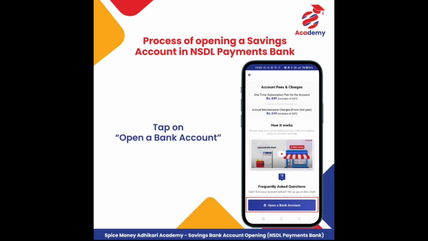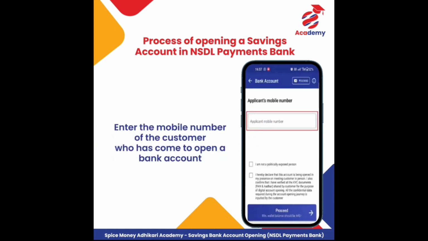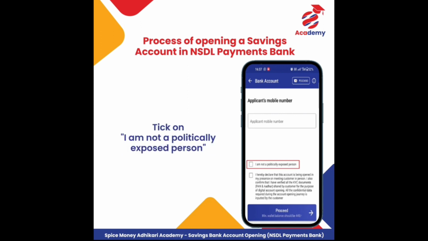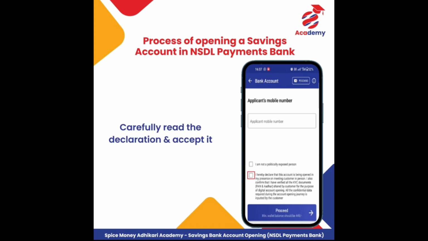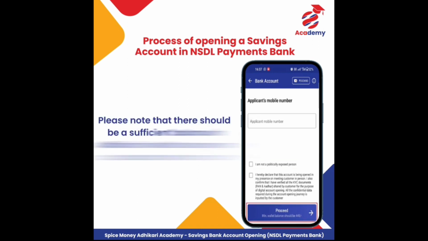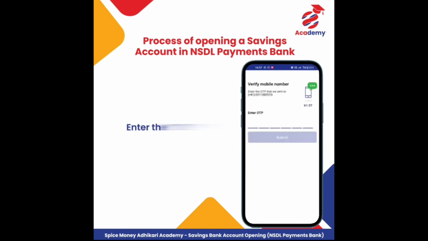Tap on Open a Bank Account. Enter the mobile number of the customer who has come to open a bank account. Tick on I am not a politically exposed person. Carefully read the declaration and accept it. Tap on Proceed. Please note that there should be sufficient balance in the Adhikari's wallet to open any account for his customer. An OTP will be sent to the customer's mobile number. Please have them receive it and enter it here.